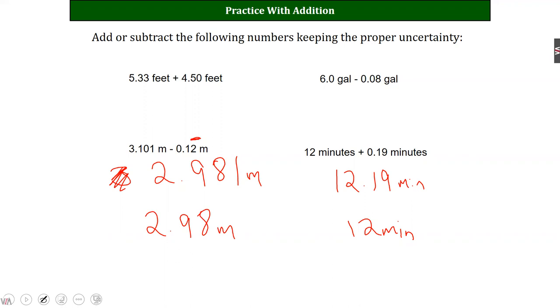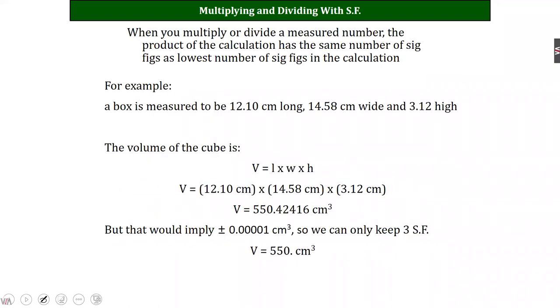Easy enough, right? Not particularly tricky so far. The problem is that multiplying and dividing has its own set of rules. Because when you're multiplying and dividing, your uncertainty compounds. If you have uncertainty on both of your measurements, then the amount that you could be off gets multiplied as well. But it's not as easy as you just take the two uncertainties and multiply them together.